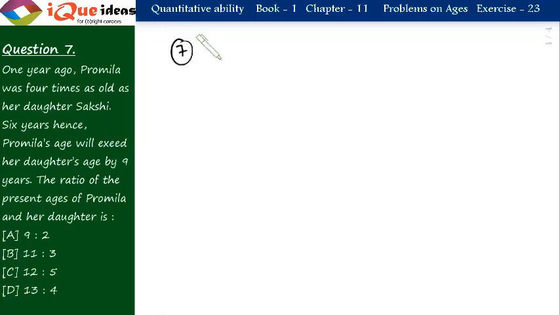Now let's take up the next question, question number 7. It says 1 year ago, Pramila was 4 times as old as her daughter Sakshi. 6 years hence, Pramila's age will exceed her daughter's age by 9 years. Find the ratio of the present ages of Pramila and her daughter.